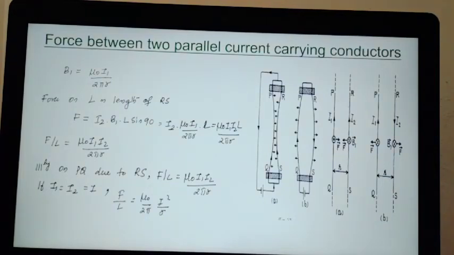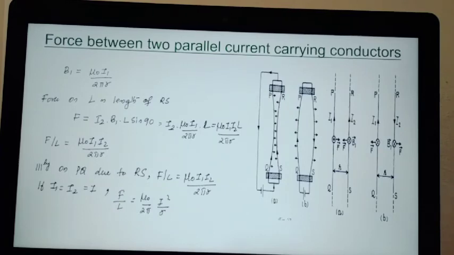Suppose R equal to 1 meter. Sorry, F by L is equal to mu 0 by 2 pi into I square by R. Mu 0 by 2 pi, that is 4 pi into 10 to the power minus 7 divided by 2 pi, will become 2 into 10 to the power minus 7, multiplied by I square by R. When R equal to 1 meter and I equal to 1, F by L will become 2 into 10 to the power minus 7.